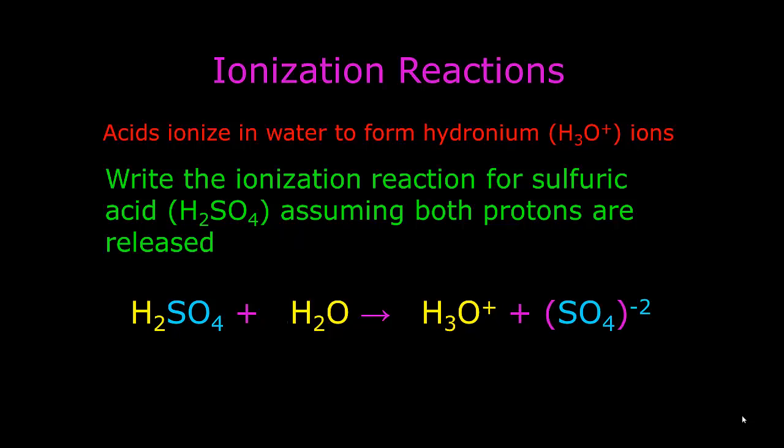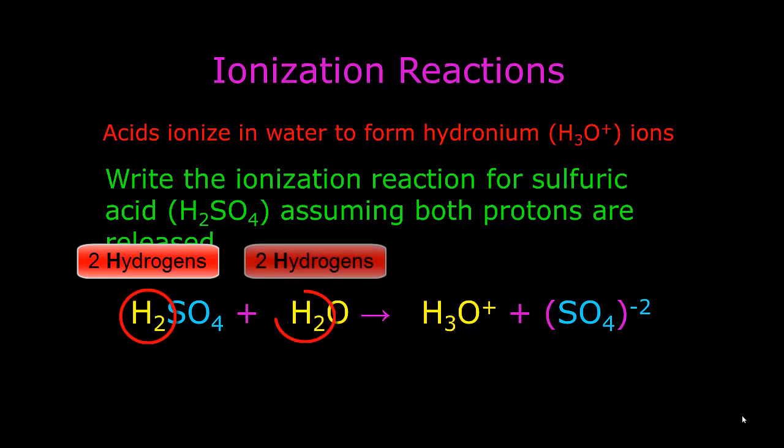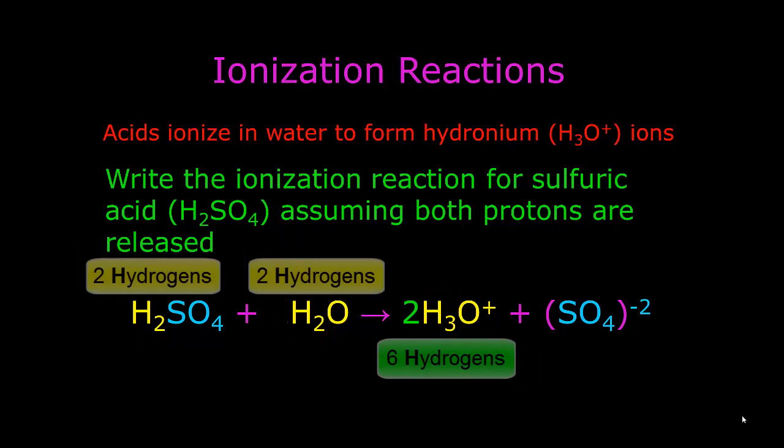Now we need to balance this equation. We have two hydrogens with the H2SO4 and two hydrogens with the water, so that's a total of 4 hydrogens, but we only have 3 over on the product side for H3O. So we put a 2 in front of the H3O to make 6 hydrogens, and now we need to fix this side over here.